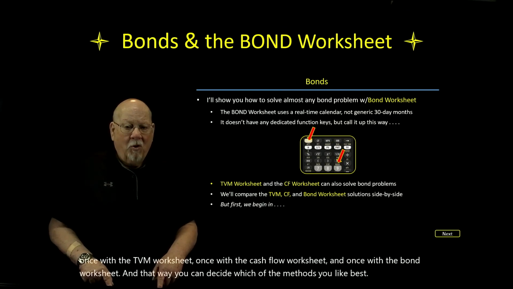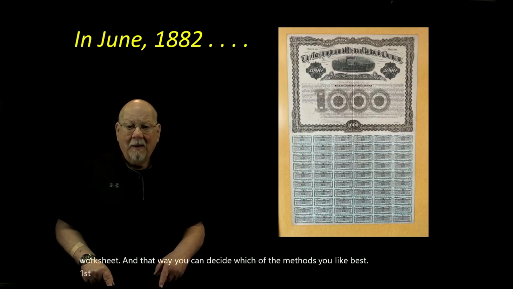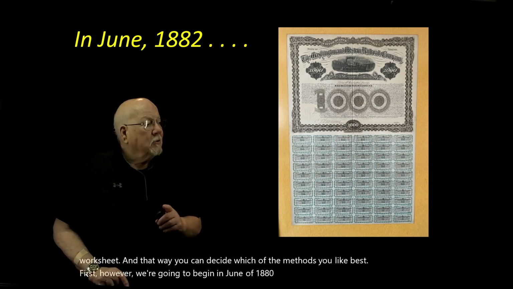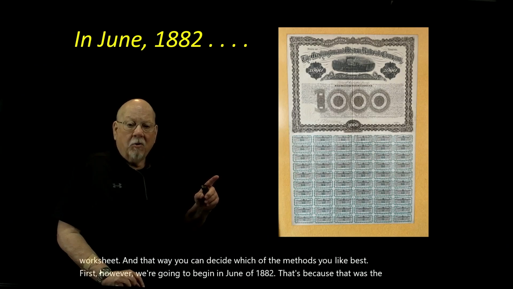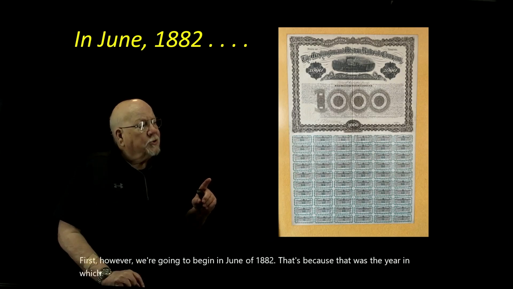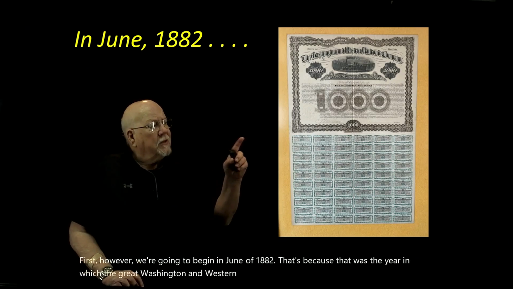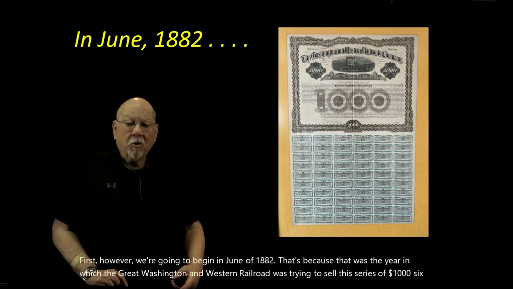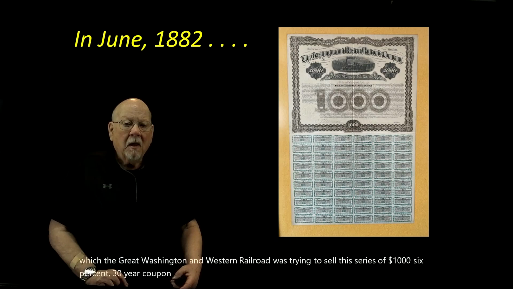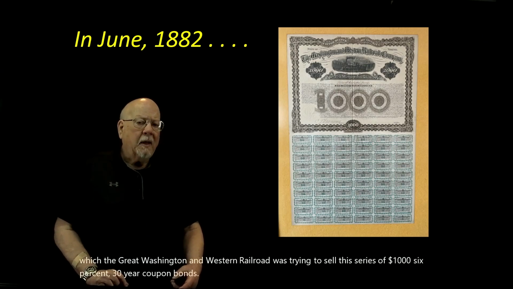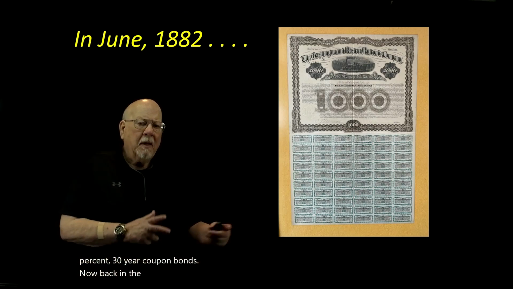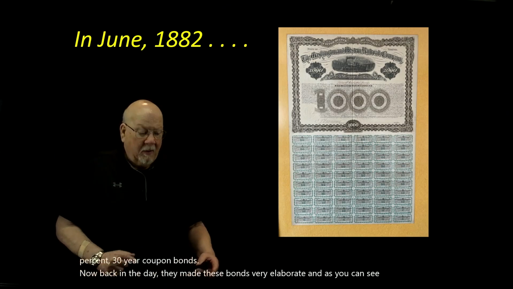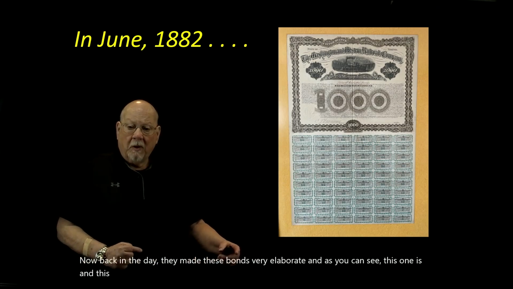First, however, we're going to begin in June of 1882. That's because that was the year in which the great Washington and Western Railroad was trying to sell this series of $1,000 6% 30-year coupon bonds. Now, back in the day, they made these bonds very elaborate, and as you can see, this one is, and this is 13 inches wide exactly.